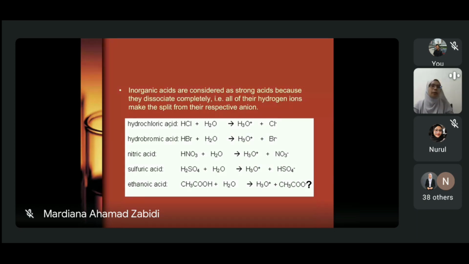So for example HCl, when we add it into water, it will dissociate to become hydronium ion, and then release its anion, chlorine. Then we have nitric acid, HNO3. Okay, when we add it with water, it will become hydronium ion as well as nitrate. Okay, then we have sulfuric acid and ethanoic acid.